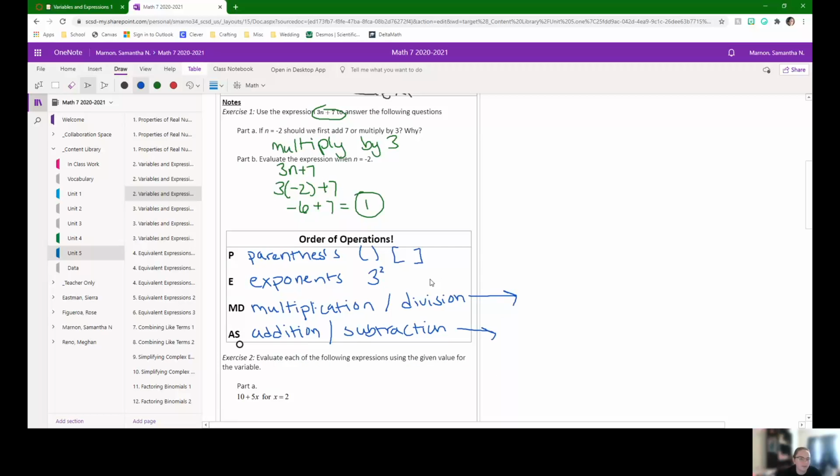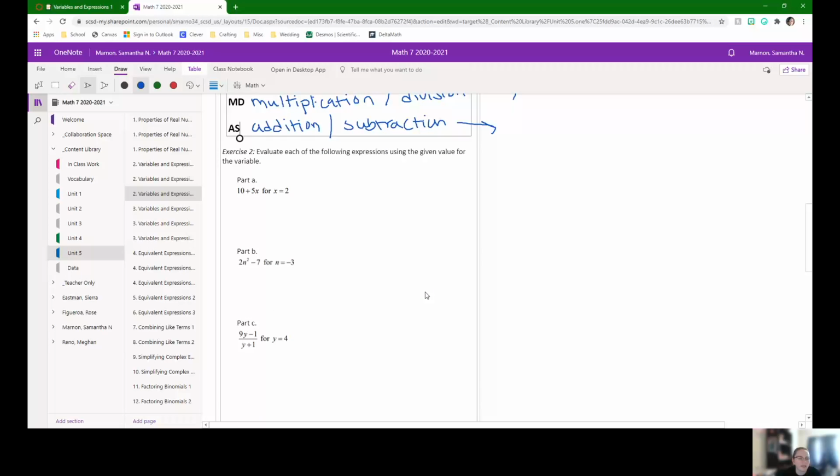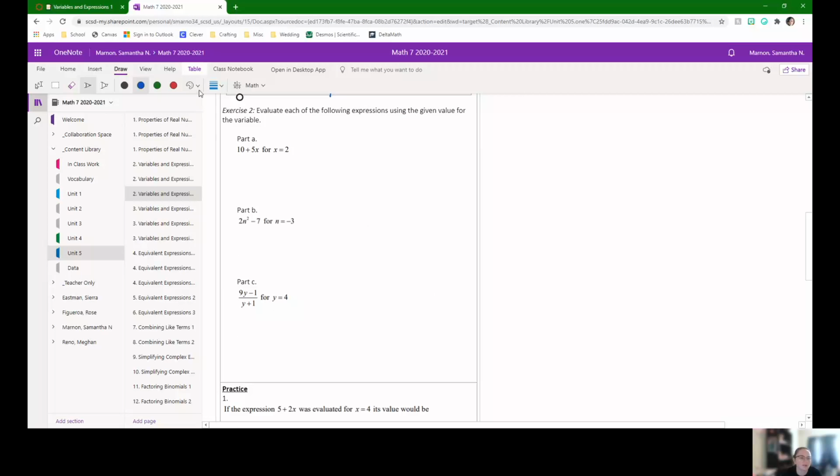So now we reviewed order of operations. Let's look at exercise 2. So it says evaluate each of the following expressions using the given value for the variable. So we have 10 plus 5x for x equals 2. So what we're going to do is we're going to just take where we see this x, and I'm going to replace it with a 2. So 10 plus 5, and now instead of x, this is 5 times x. We're just going to say 5 times 2. 5 times 2 is 10, so we have 10 plus 10, and that is 20.